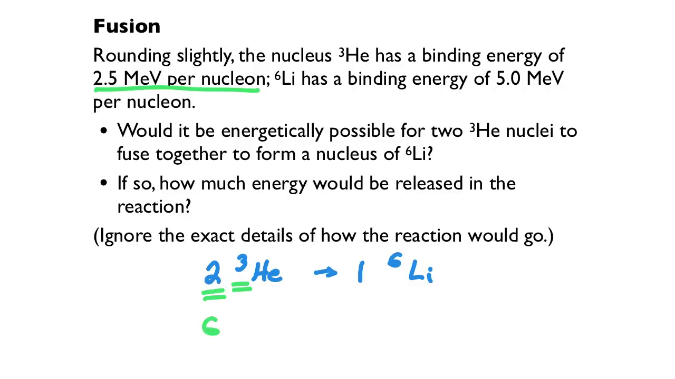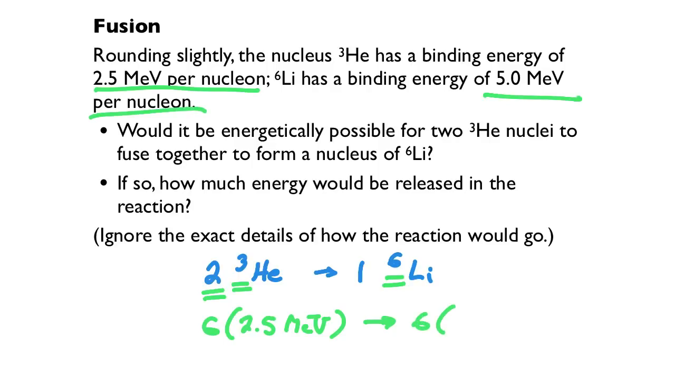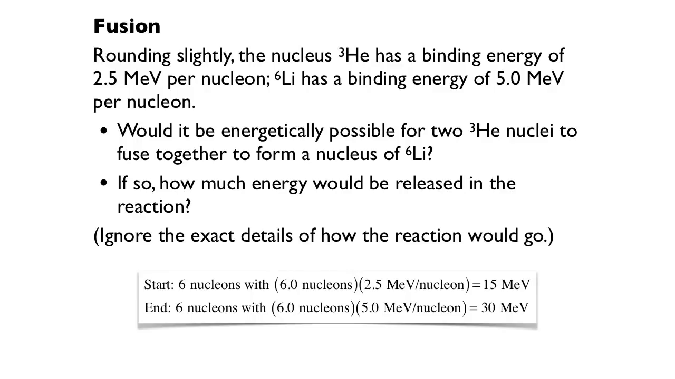So the total binding energy is 6 times 2.5 MeV. Over here, I have 6 nucleons, but the binding energy is 5 MeV per nucleon, so it's 6 times 5 MeV. So I go from this number, which is 15 MeV, over to here, which is 30 MeV. As a consequence, I go from 15 MeV to 30.